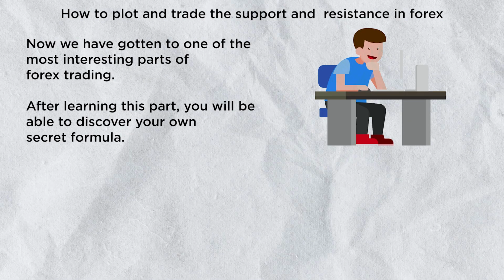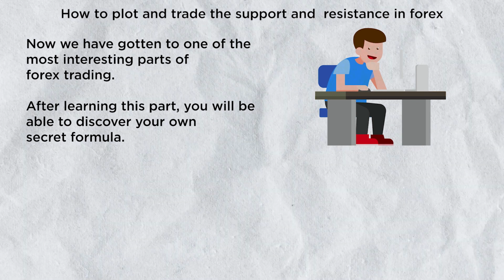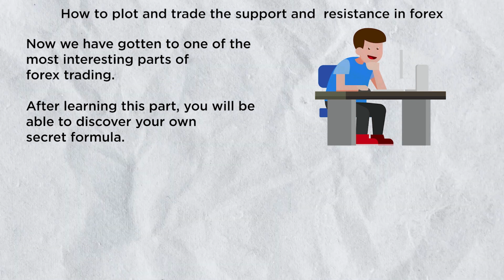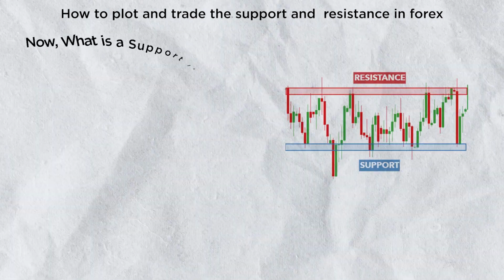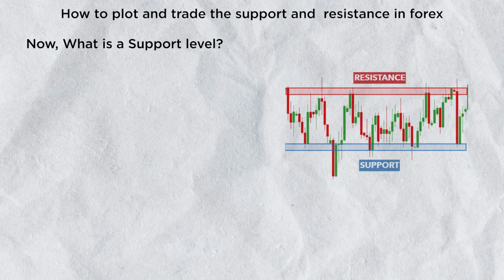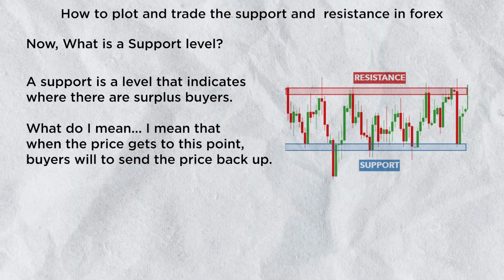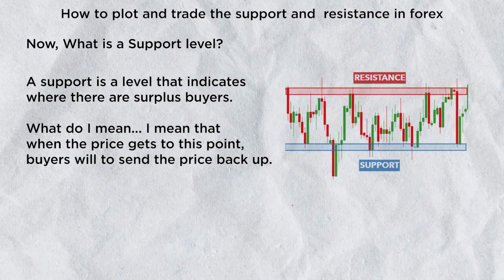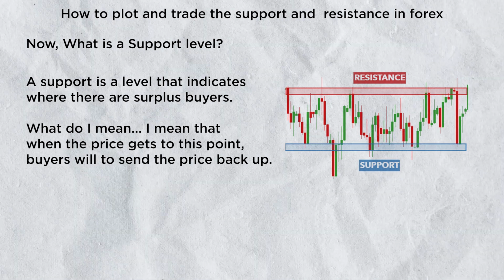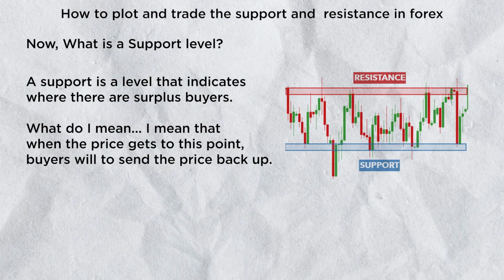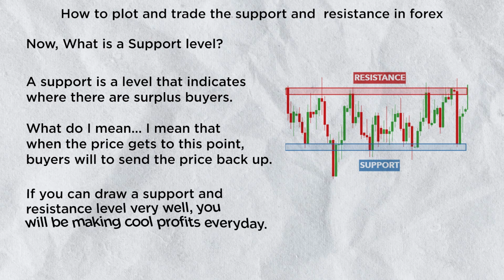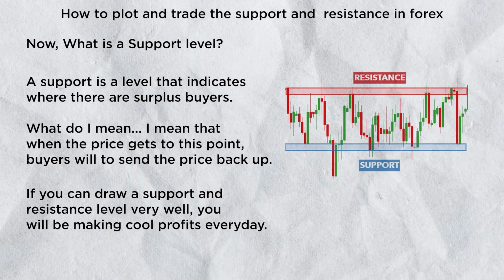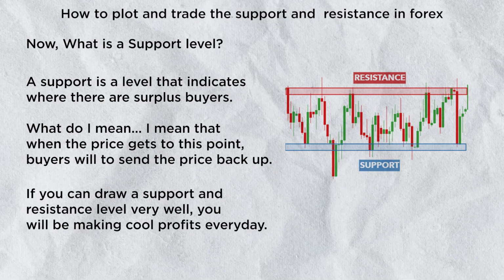Now we have gotten to one of the most interesting parts of Forex trading. After learning this part, you will be able to discover your own secret formula. Now, what is a support level? A support is a level that indicates where there are surplus buyers. What do I mean? I mean that when the price gets to this point, buyers will send the price back up. If you can draw a support and resistance level very well, you will be making cool profits every day.